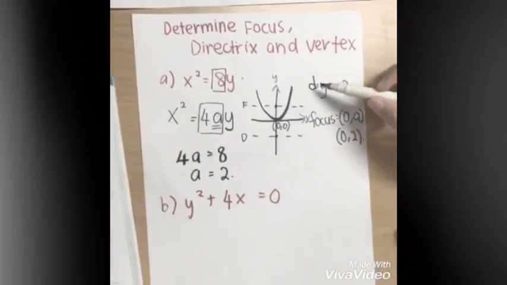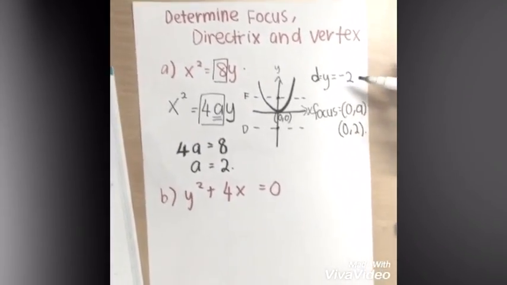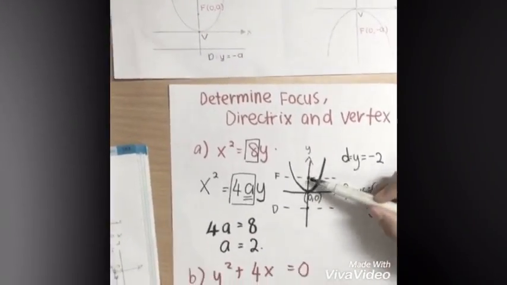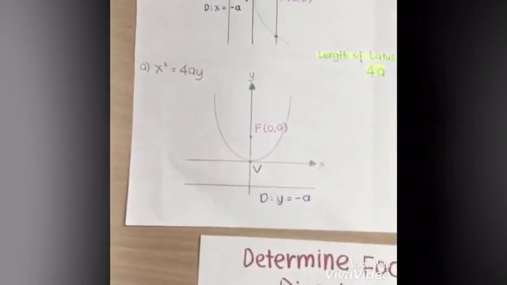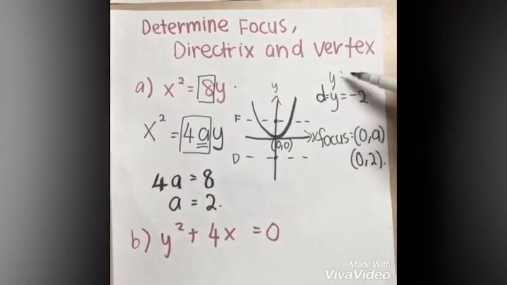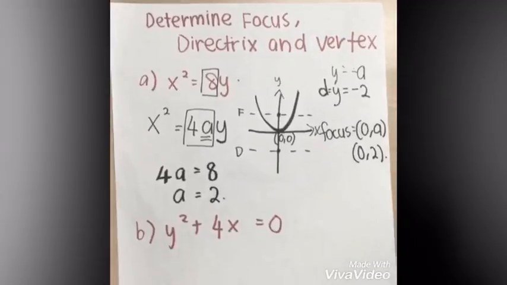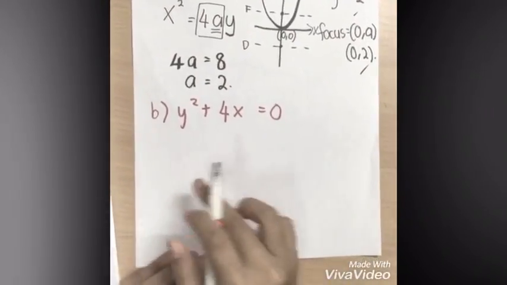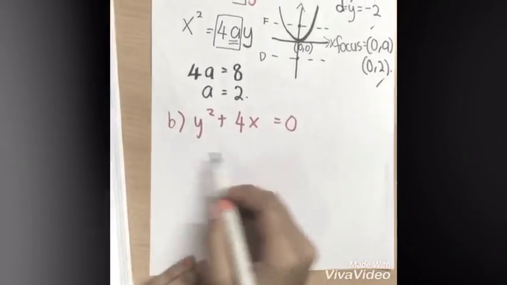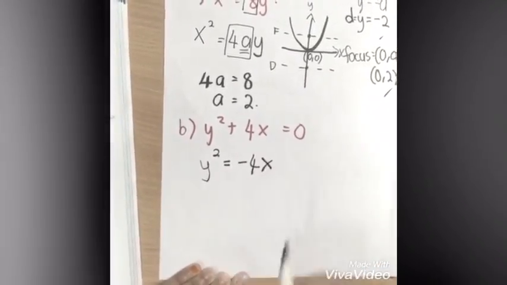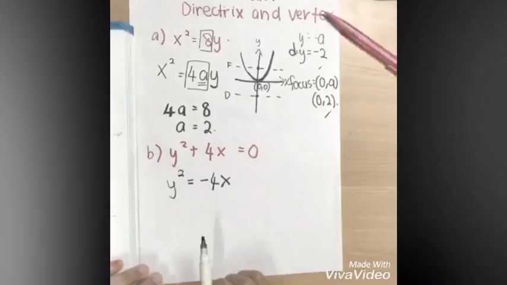Maybe all of you want to know why y equals negative 2. This is because the directrix is opposite of the focus point. When it's opposite and the vertex is (0, 0), the directrix will be y equals negative a, as mentioned before. So y is negative 2. First of all, in question B, we have to arrange the equation first. y squared equals negative 4x. I hope you all can understand why this happened.